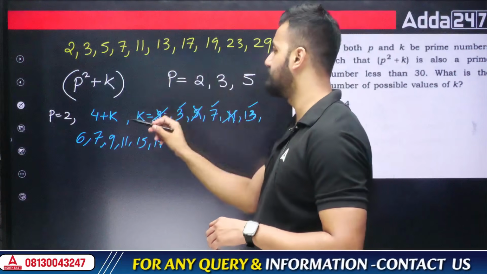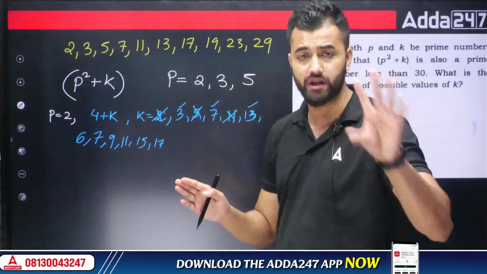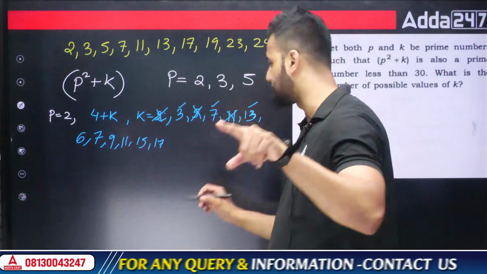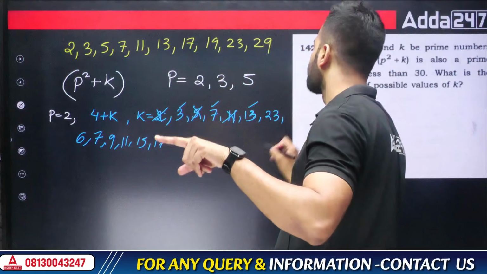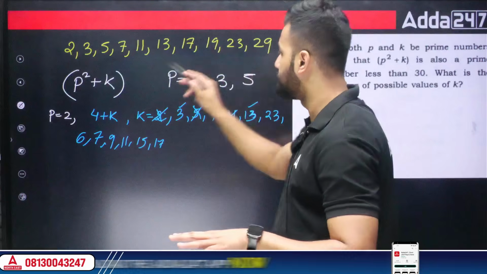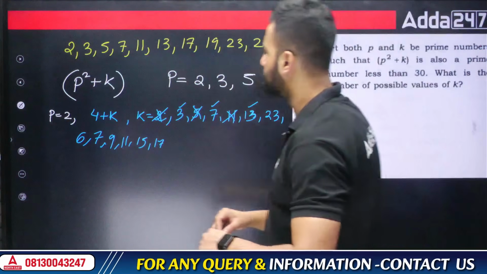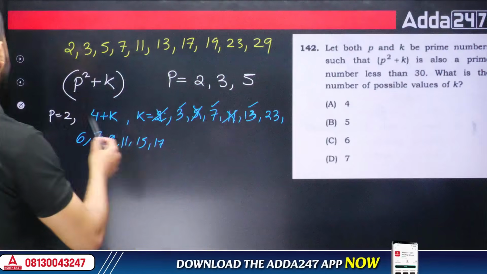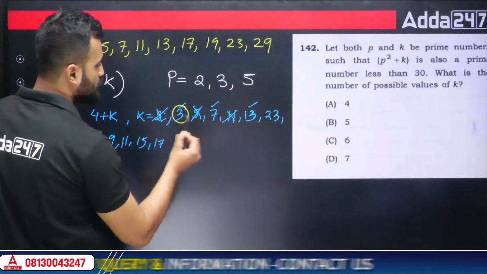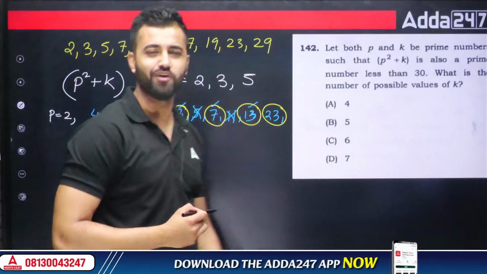And then if I put 17, 17 plus 4 would be 21. No use, I will not write. I'll just write the numbers which you can put. If I put 19, 19 plus 4 is 23. Is 23 a prime number? Yes, it's a prime number, write 23. And 23 plus 4 is 27. It is not a prime number. 29 plus 4 is 33, which is more than the range that they have given. So my answer is what? From 2, how many pairs did we get? We get 1, 2, 3, and 4. We have got 4 pairs.